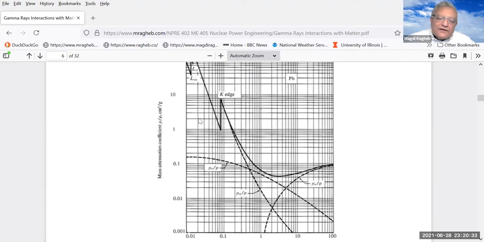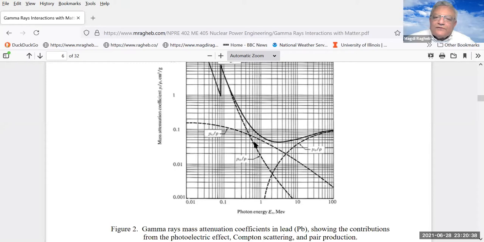And if you look at the diagram of the attenuation coefficient of gamma rays when they interact with matter, you'll find that the Compton scattering occurs over a large range of energy of the photon. But at low energy, you'll find the photoelectric effect being larger than the Compton scattering. In intermediate energy of 1 million electron volt, this is what happens if lead is used as the material interacting with the gamma photon. You find that the photoelectric effect and the Compton scattering are comparable.